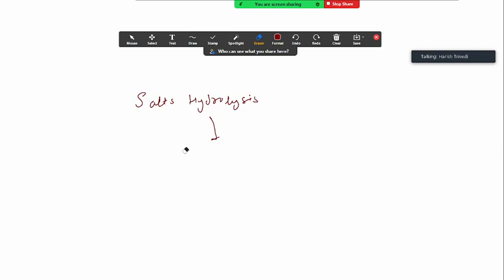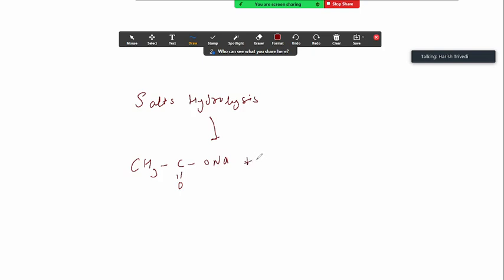Suppose it is NaOAc, or we can write it in a better form. Suppose it is acetic acid. I will write the whole formula so you will understand better: CH3COONa. This is the salt of acetic acid and sodium hydroxide, you can say.